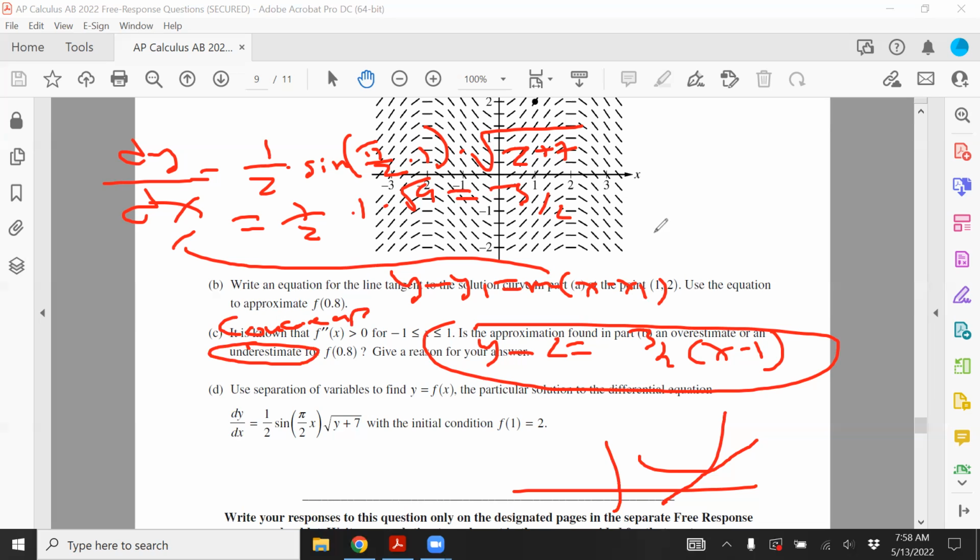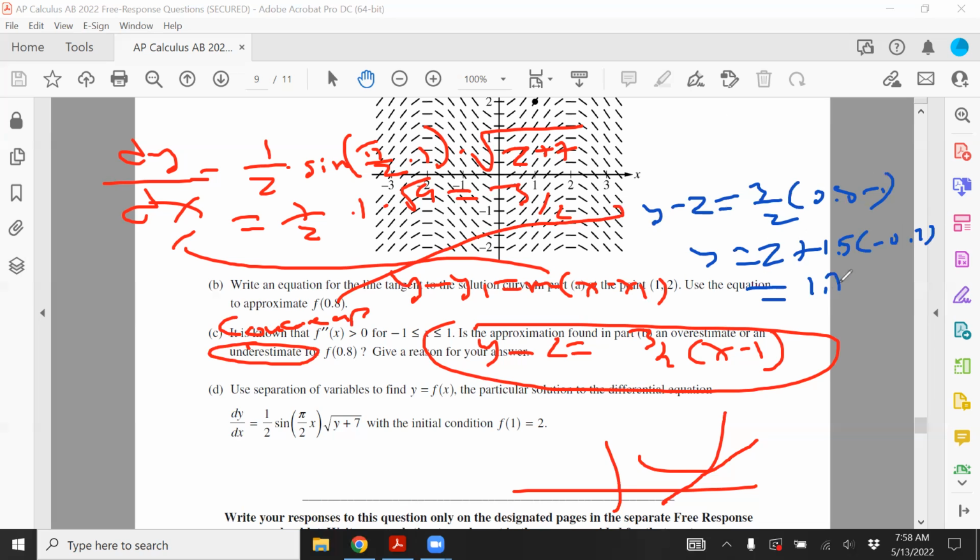Oh, I forgot to approximate 0.8. Oops. Going back to part B again, you got to plug in 0.8 into x and get y. So y equals 2 plus 1.5 times negative 0.2. That'd be 1.7. I think I have that correct. Yeah. At x equals 0.8, f of 0.8 is roughly 1.7. Okay, cool. That's that one. So that would be worth 2 points.